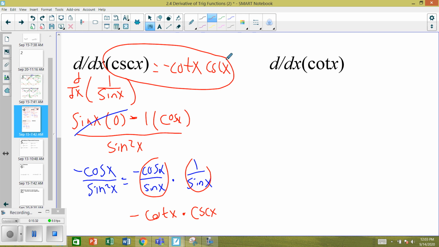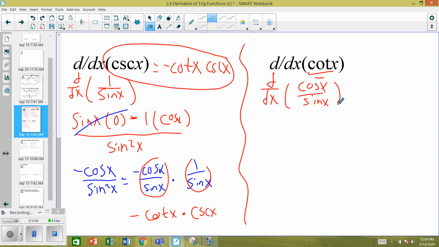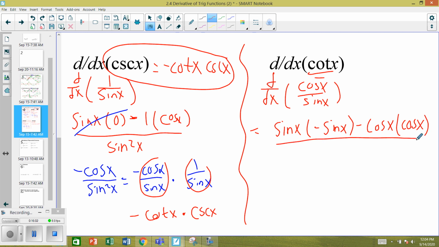All right. Now we're going to do the same thing with cotangent of x. This is, again, using our quotient rule. We're going to say cosine of x over sine of x is what I'm taking the derivative of. So doing low d high minus high d low. Low d high, derivative of cosine is negative sine of x, minus high d low, the derivative of sine is cosine of x, all over low low.